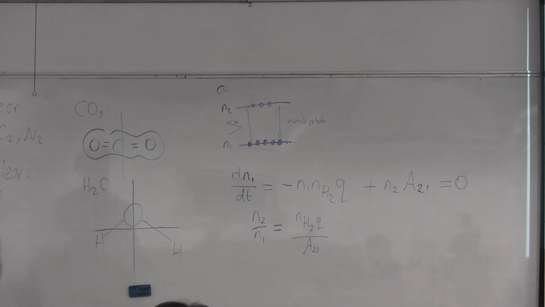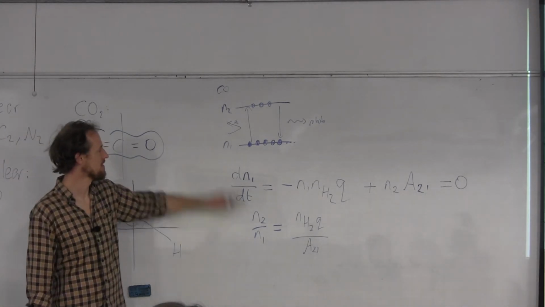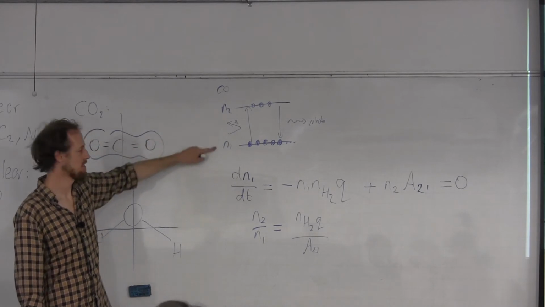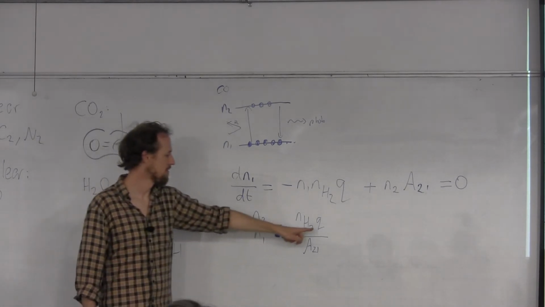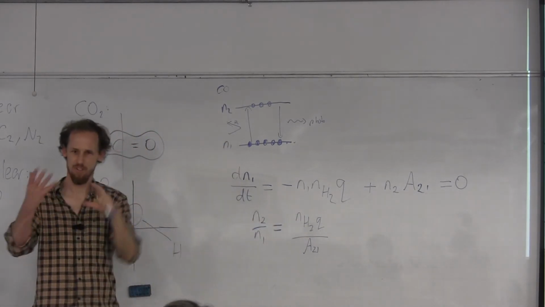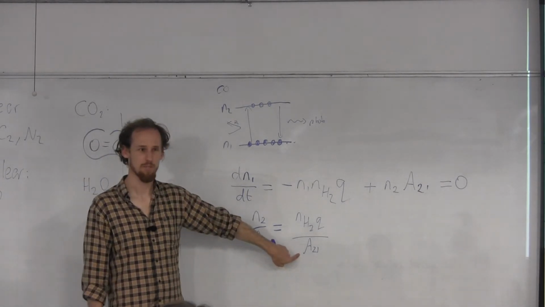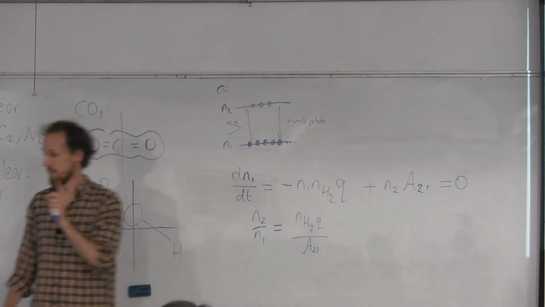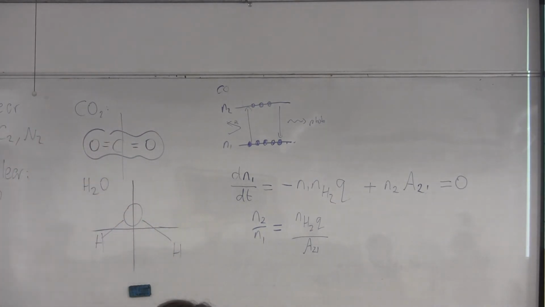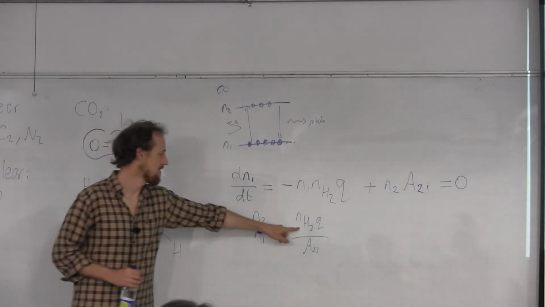So we have a formula that tells us how many particles are in the upper and lower state, if we know the collisional constant, that's a quantum mechanical parameter we have to look up, the Einstein A coefficient, which is also a quantum mechanical parameter, although if we know the transition moment, we can calculate it from that, and the density of hydrogen.